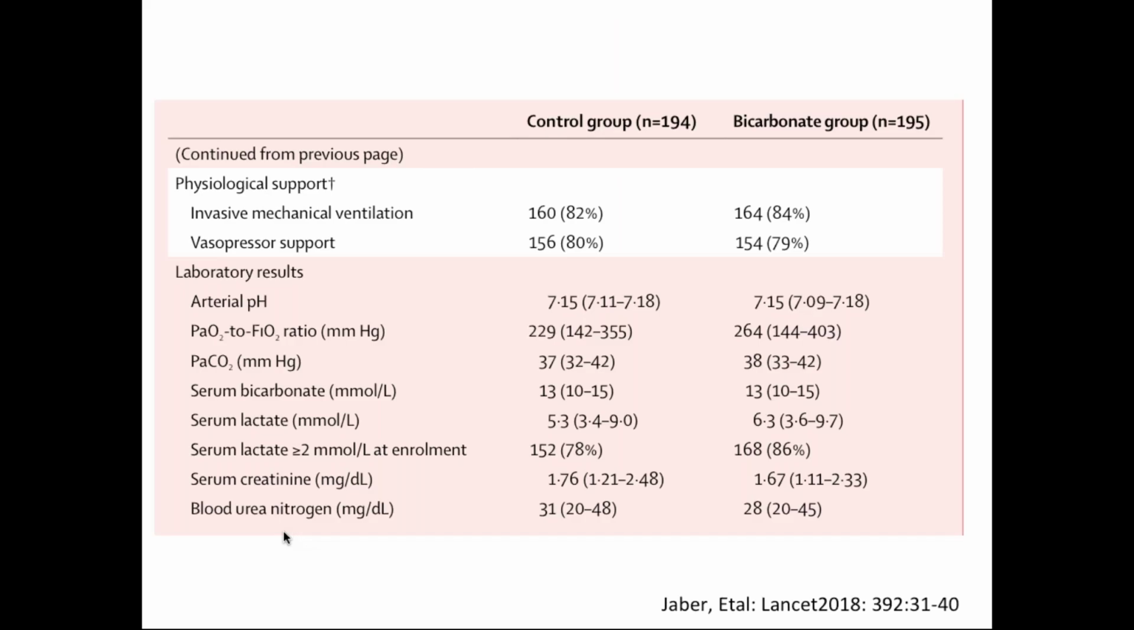So let's look at some of the baseline characteristics. 80% of the patients were on mechanical ventilation and 80% were on vasopressor support. The average pH was 7.15 with a PCO2 of about 37 to 38 and a serum bicarbonate of about 13. Their serum lactates were between 5 and 6, and 80% of patients had a serum lactate of more than 2 millimole per liter at the time that they were enrolled. And the serum creatinine average was 1.7 to 1.76.